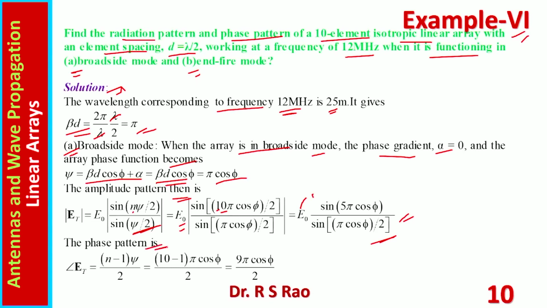Phase pattern is given by this formula, N minus 1 psi by 2. Psi is known to us. Substitution gives us the phase pattern as 9 pi cos phi by 2.